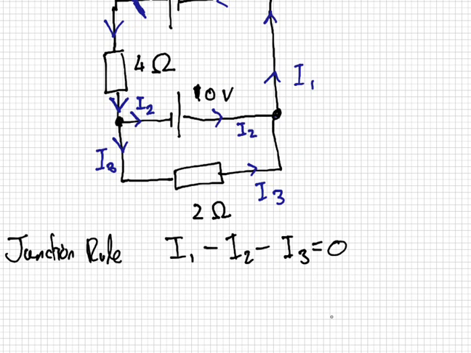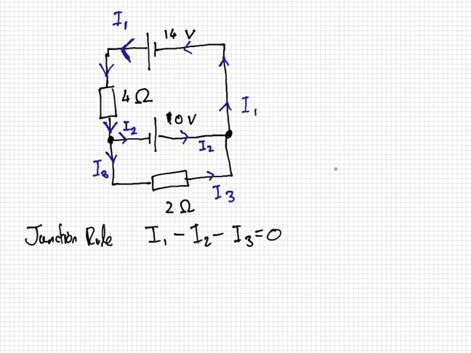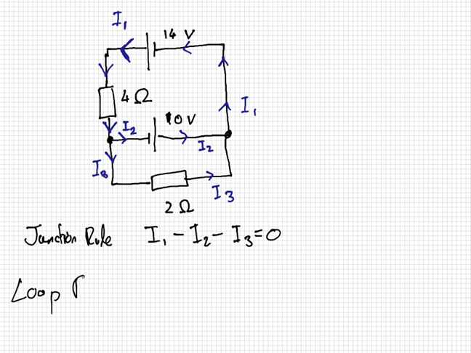Okay. Now I use the loop rule. What's nice about the loop rule is you can choose any loop. So, if I start at this battery, I can make one loop, or I can make a second loop if I go all the way around. It's any loop. So let's do the small loop first.